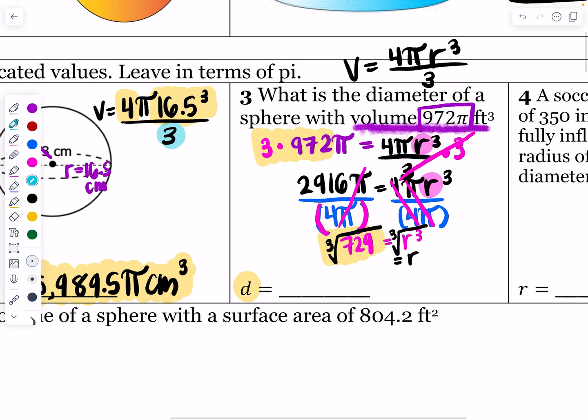So my radius is going to be equal to 9. So what is my diameter? If my radius is 9 feet, my diameter is going to be double that, which is 18 feet. That's feet to the first power, because we measure a radius and a diameter as that one dimension. So diameter is equal to 18 feet. That looks really scary, but your calculator is doing most of the work for you on that problem.